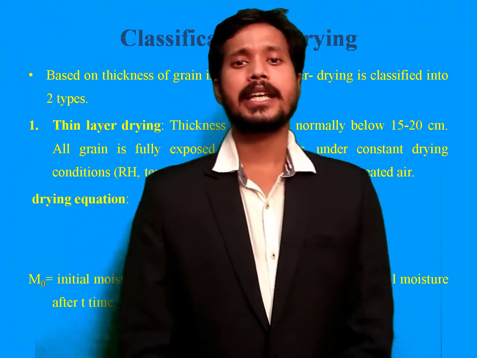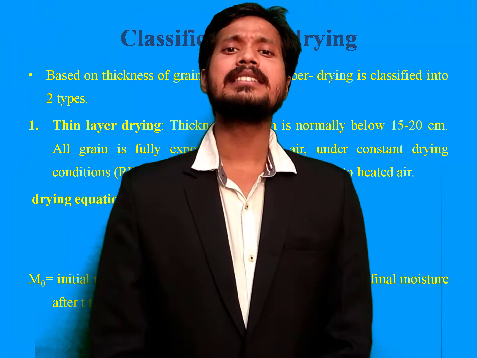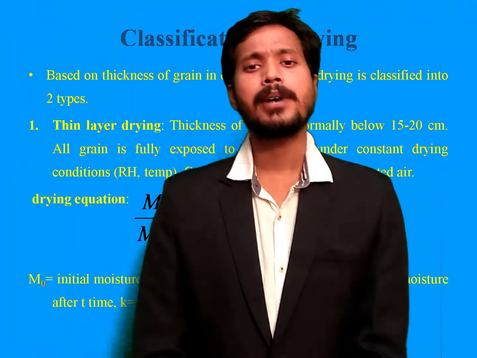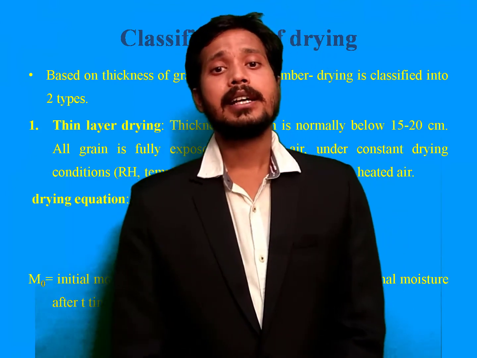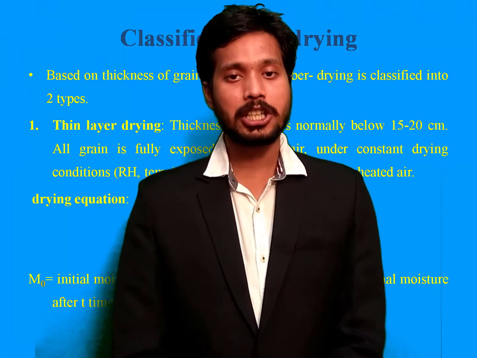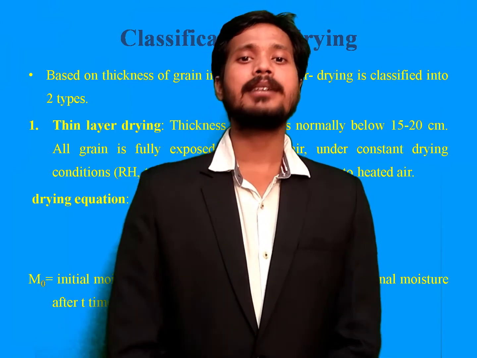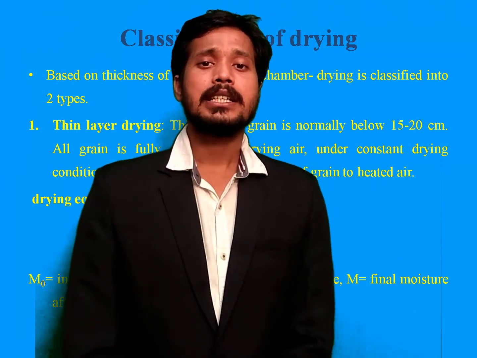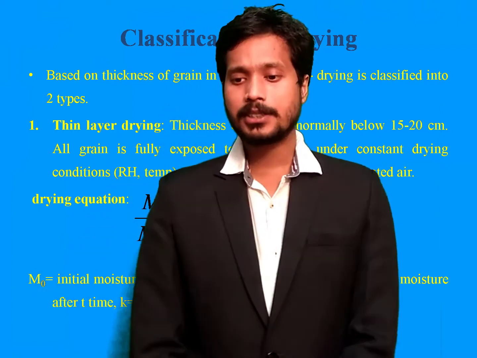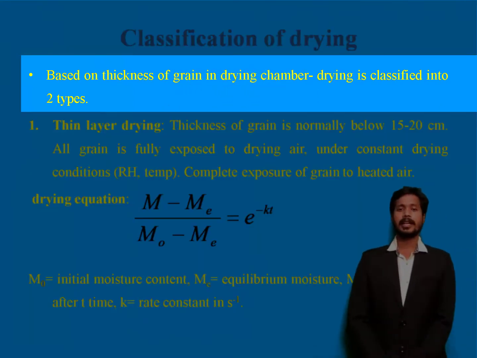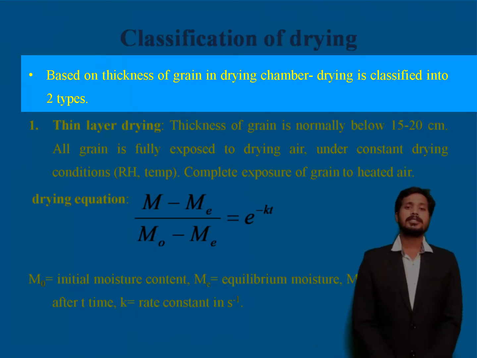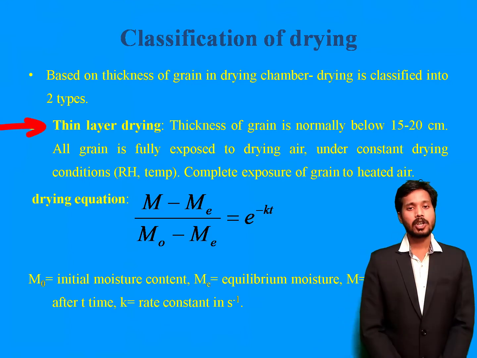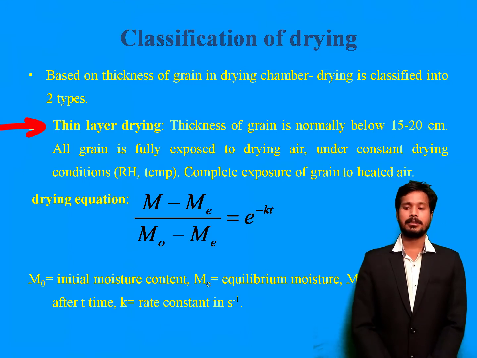If the thickness of the grain is more than 20 centimeter, or more than 20 to less than 40 centimeter, then it is classified as deep bed drying. And if the thickness of the grain inside the drying chamber is less than 20 or less than 15 centimeter, then it is called thin layer drying. So here you can see, based on thickness of grain in the drying chamber, drying is classified into two types. Thin layer drying: here you see thickness of grain is normally below 15 to 20 centimeter.